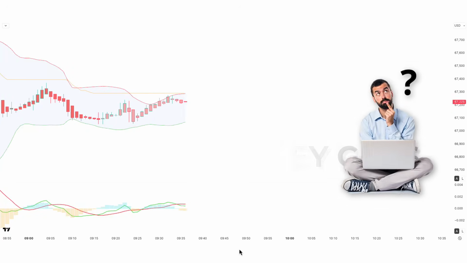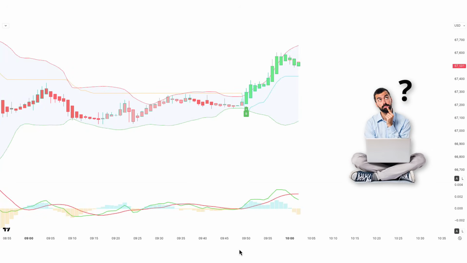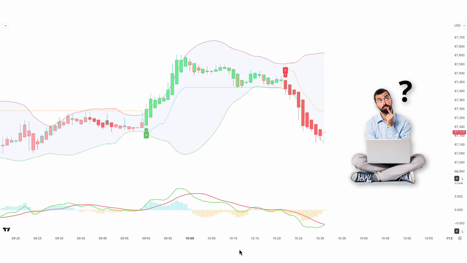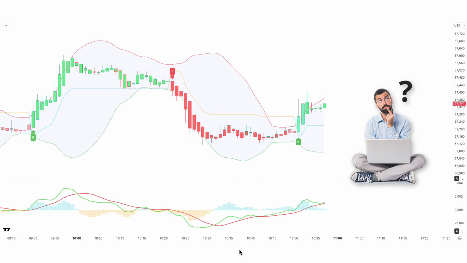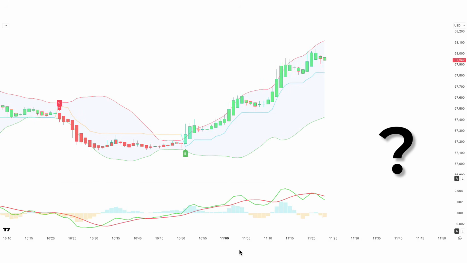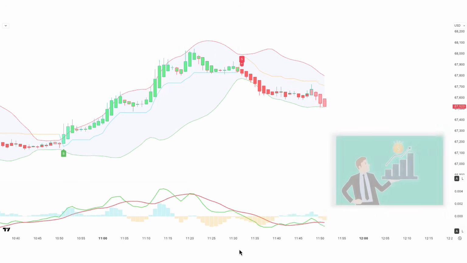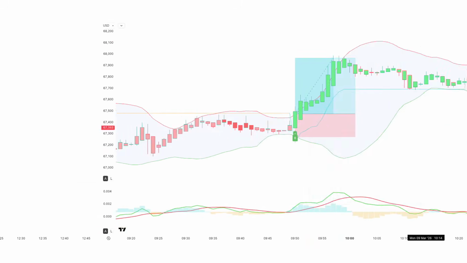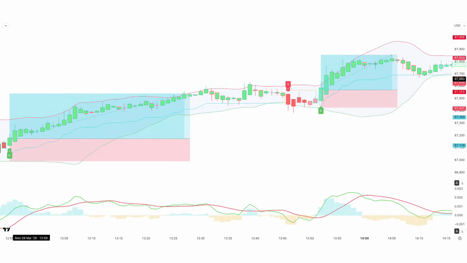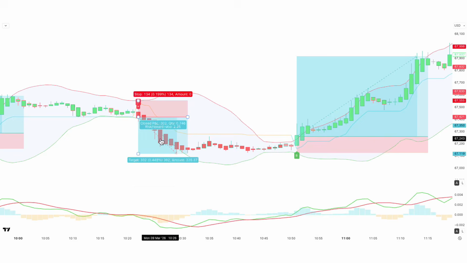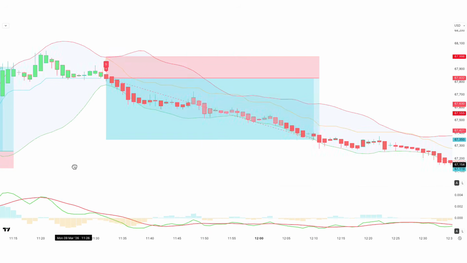Hey guys, what if I told you that after testing 100 different trading indicators, I found one that made the rest look completely useless? Sounds crazy, right? I didn't believe it either, until I tested it myself. For weeks, I ran a serious experiment. Different indicators, different charts, different market conditions.